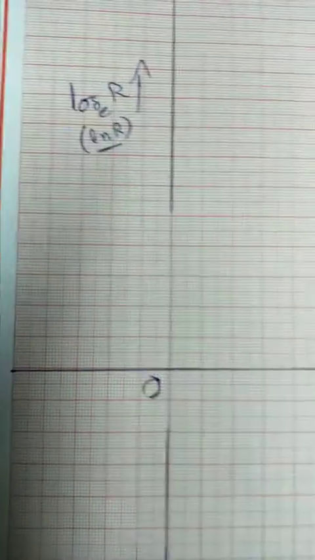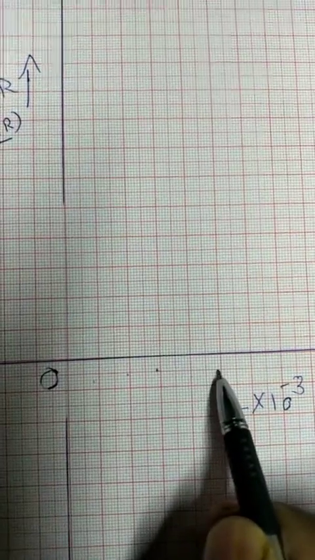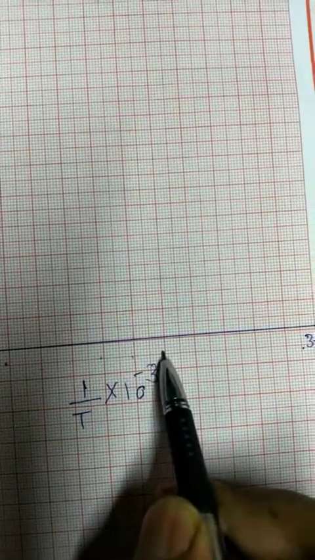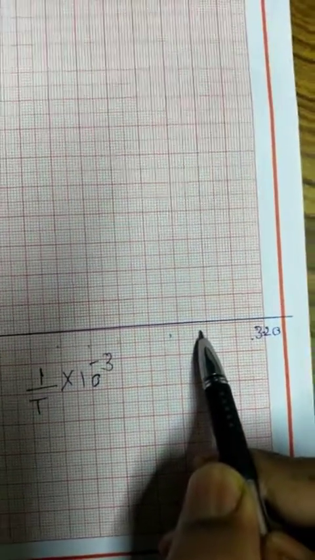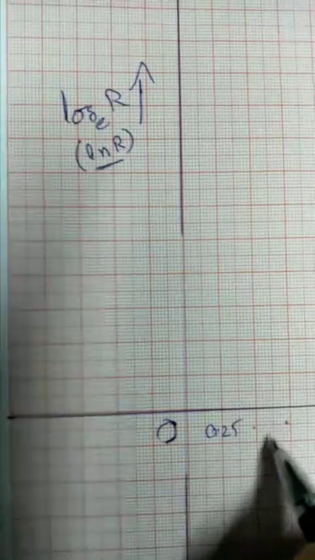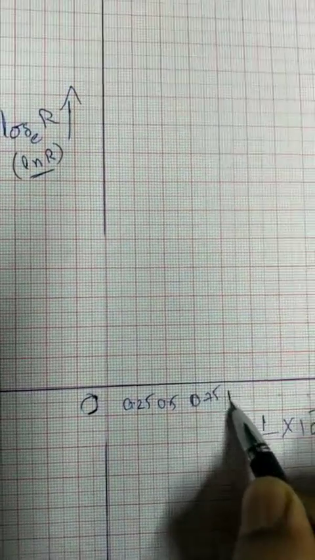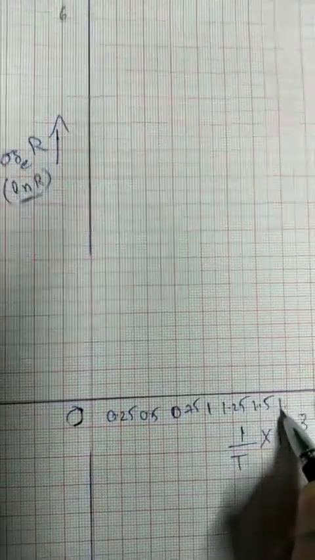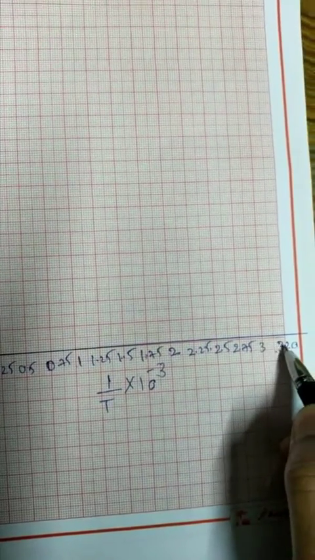Okay, 3.2 to 3.20. I will take out here 0.25, 0.5, 0.75, then 1, 1.25, 1.5, 1.75, 2, 2.25, 2.5, 2.75, 3, and 3.25. The 0.25 is the first value, so then 0.5, and I will go for 0.75, and then 1, 1.25, 1.5, 1.75, 2, 2.25, and now I got 2.5, 2.75, 3, and 3.25 here.